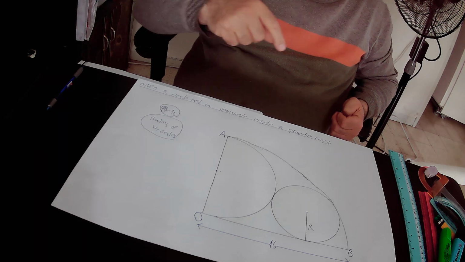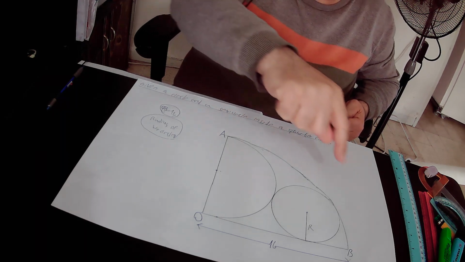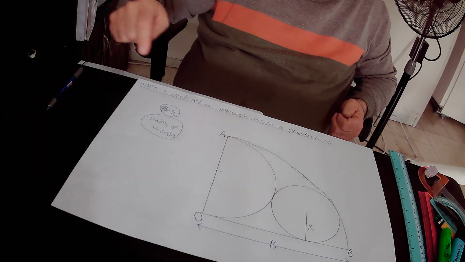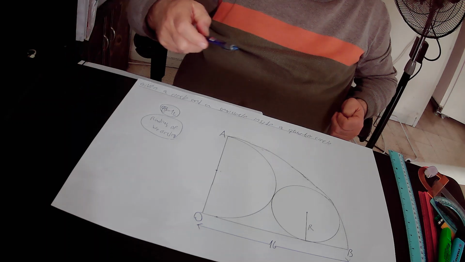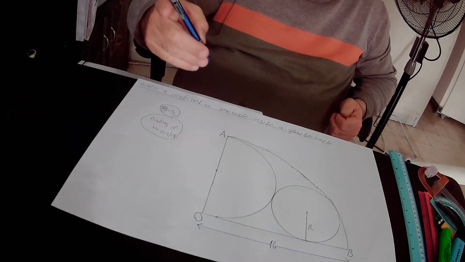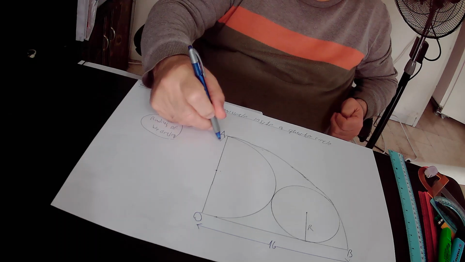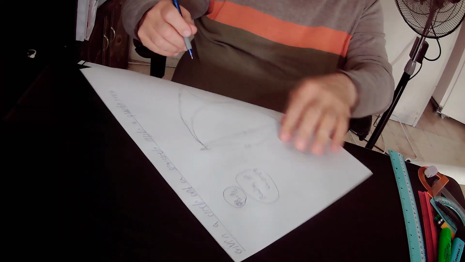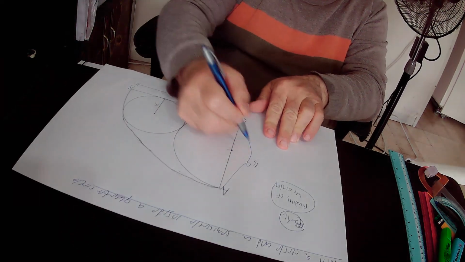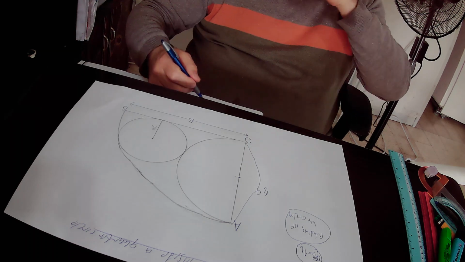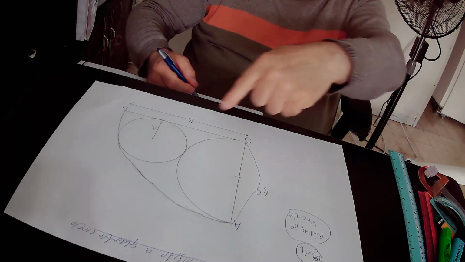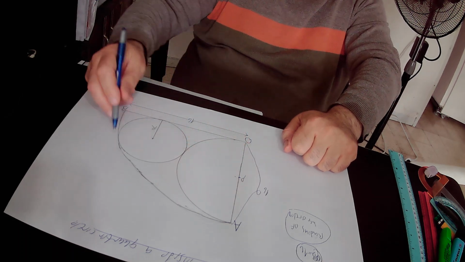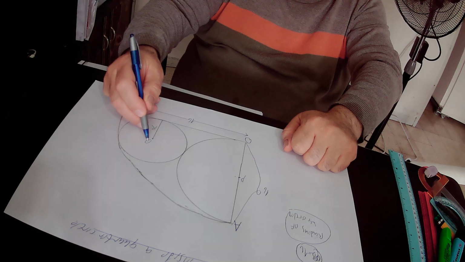Okay, so we know that the radius of this quarter circle equals 16 units in its length, so AO equals 16, because it is the radius of the quarter circle, of course. We define the center of this semicircle, this point, as point P. We define the center of this small circle, this point, as point Q.